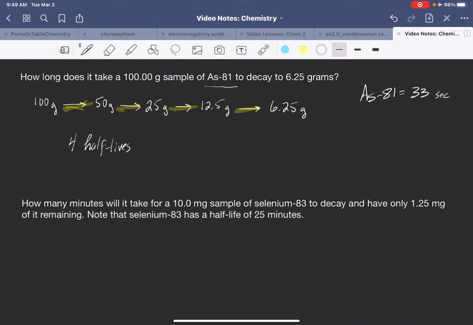All right. So we've got 4 half-lives. Each half-life is 33 seconds. So if you think about that, that is 4 times 33 seconds. 4 times 3, that's 12, so that'd be 132 seconds. All right. So there's our answer. We have 4 half-lives, 4 times that.